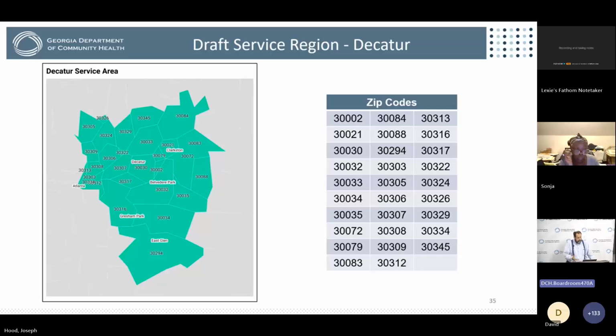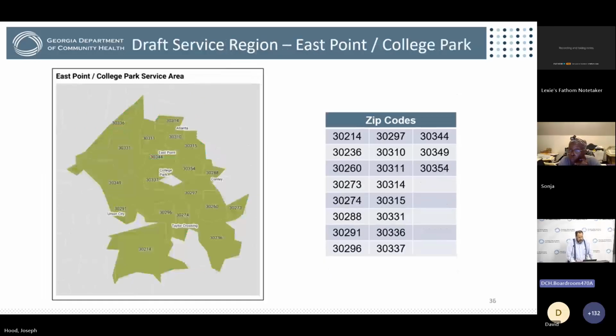The next draft service region is the one I was just talking about: Decatur, over to Clarkston, Belvedere Park, down to Gresham Park. So it's a big swath of the East Atlanta, Decatur area. And then there's East Point and College Park. There are quite a few zip codes here that pull up into Atlanta, down to East Point, down to College Park, and even down to Taylor Crossing.